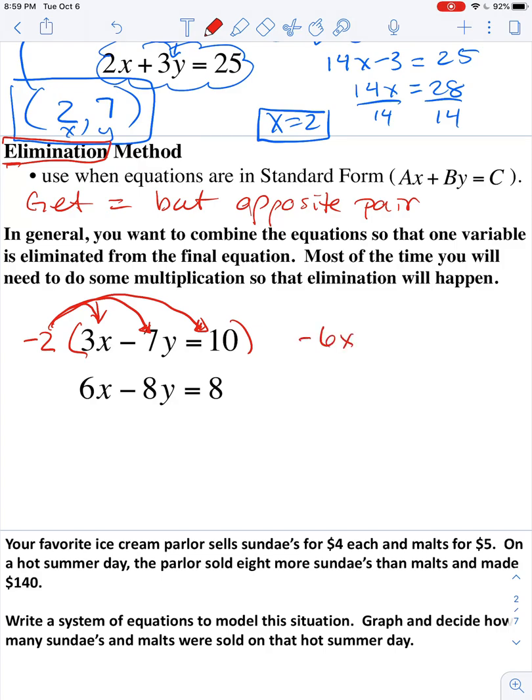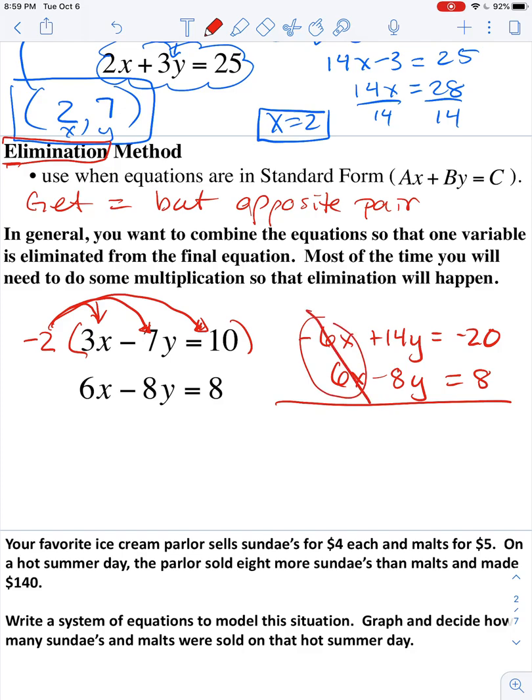So this top, I'm just distributing that -2 carefully because the -2 times the -7 is going to turn into a plus 14y. And then I get a -20 over here. Don't leave that as a 10, please. Bottom row, I'm going to keep just as is. Sometimes I have to multiply them both by something to get them to match up, but in this case I don't, because now I have an equal but opposite pair of x's and they cancel out or eliminate.